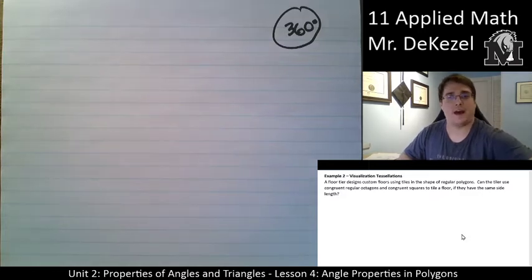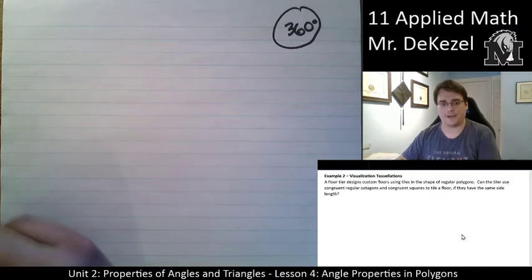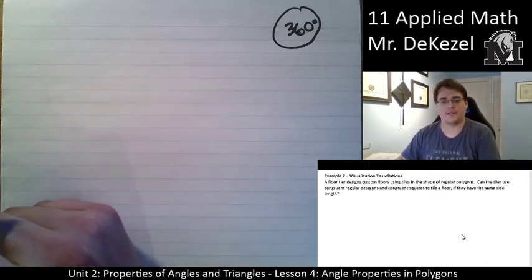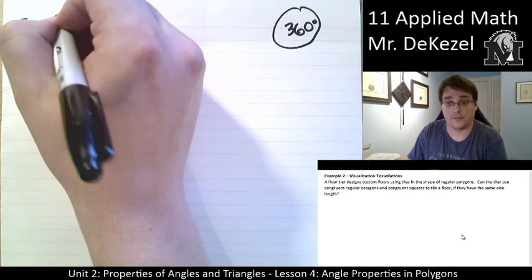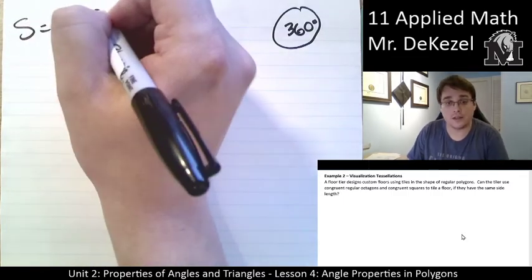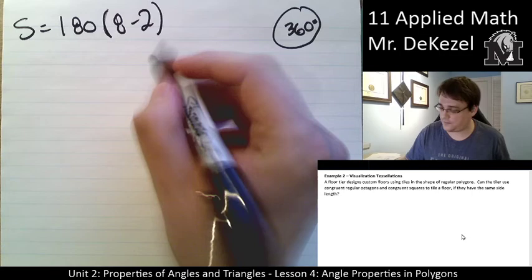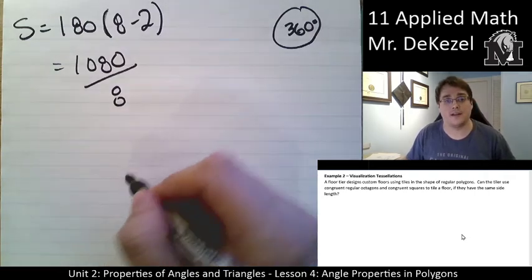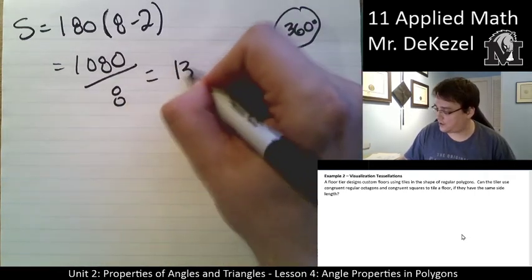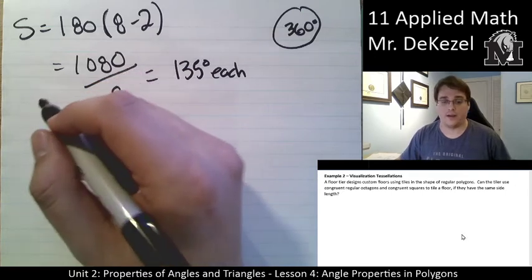I know that the way the tiles need to fit together has to equal 360 degrees, as they need to kind of complete a circle, even though there are no circular angles. So I need to find the measure of each angle in an octagon and in a square. The sum for an octagon is equal to 180 multiplied by, the octagon has 8 sides, subtract 2. So that is 1080 divided by 8 sides, in an octagon. So that would equal 135 degrees each. And I already know that each angle in a square is 90 degrees.